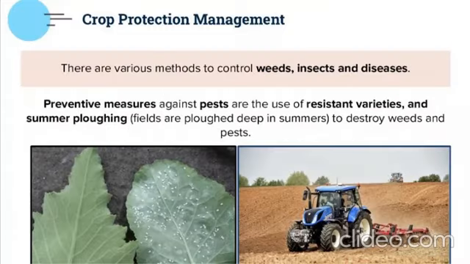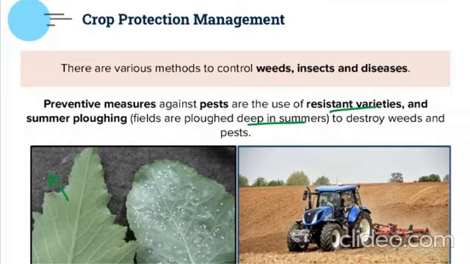Now, once we have protected the crop, how do we store it? Before storage, how can we do more protection? Preventive measures against pests are the use of resistant varieties and summer plowing. Why summer plowing? When we plow the fields in deep summer, it will destroy all the weeds and pests, because during summer the temperature is very high, so these weeds and pests won't survive there. Okay, so now look over here.